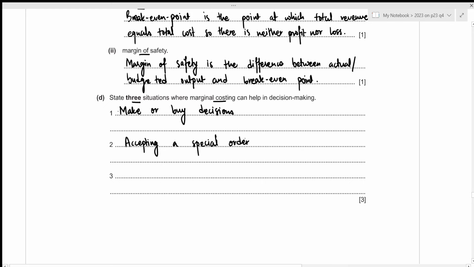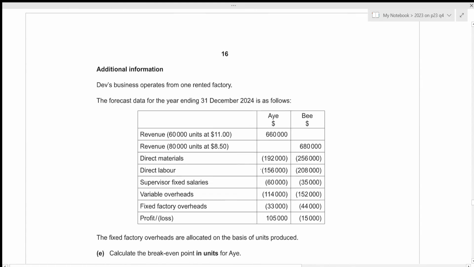And the third situation would be where we have limited resource. In case of limited resource, in order to allocate the resource to our different products, we need contribution per unit. And within marginal costing, we allocate cost as either variable or fixed, which helps in figuring out the contribution per unit. So the third situation would be in limiting resource situation. All right, that's all for the fourth question. Let's move towards the fifth part.